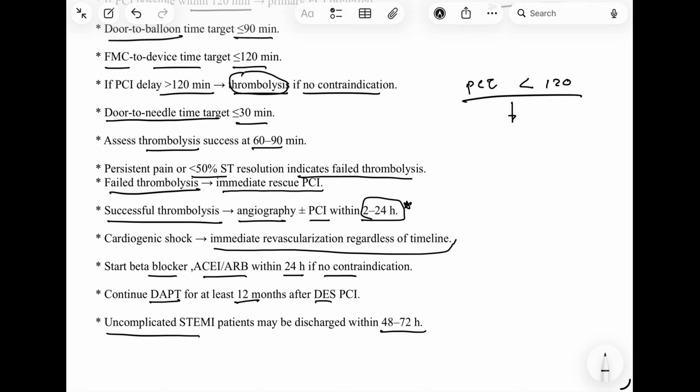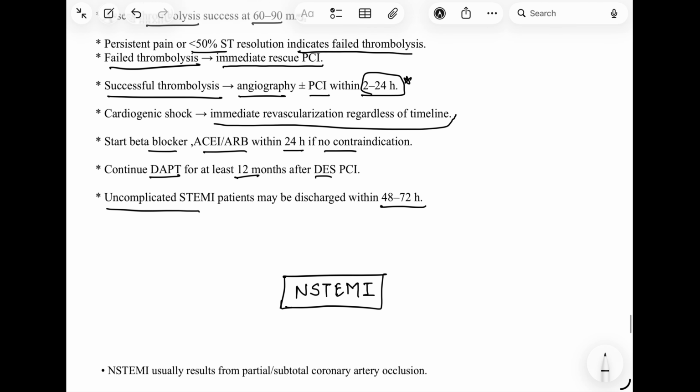So these are the basic timelines that we have to follow in the STEMI checklist. The examiner will ask a direct question about all these timelines. So I want you to be thorough with all these timelines so you can answer the question correctly in the exam, right? Now let's understand the difference between STEMI and NSTEMI.